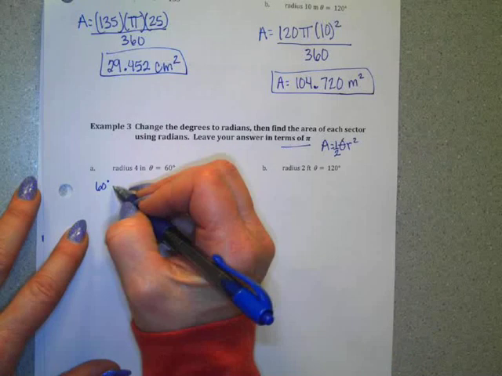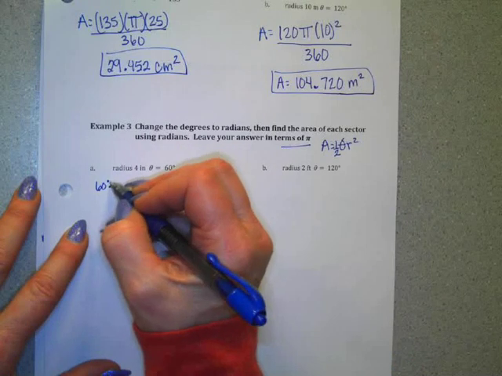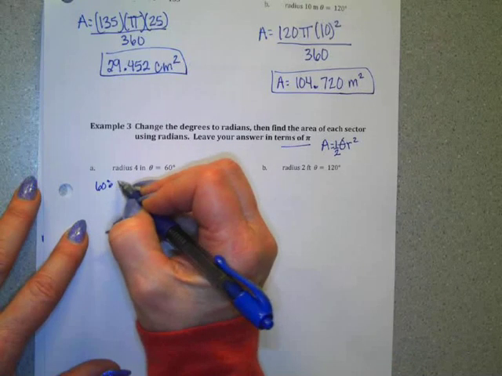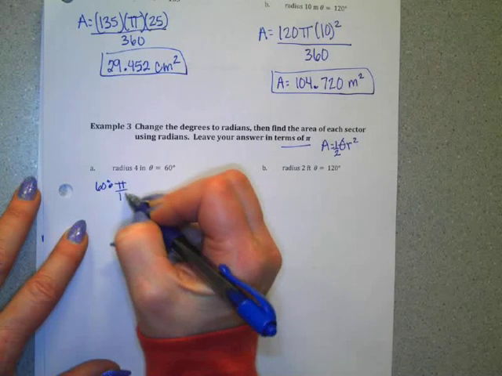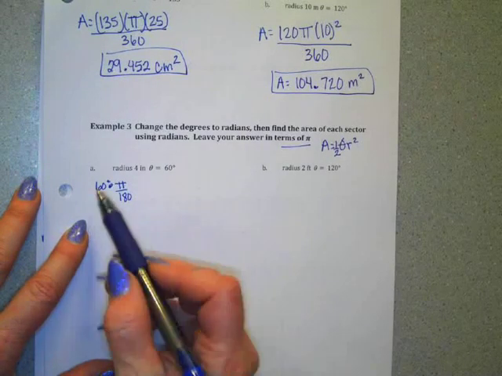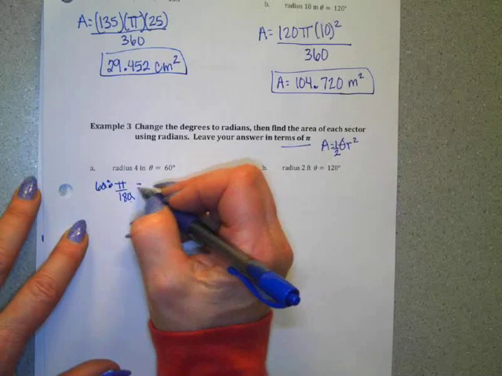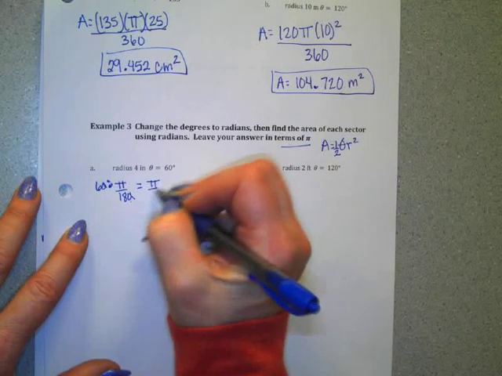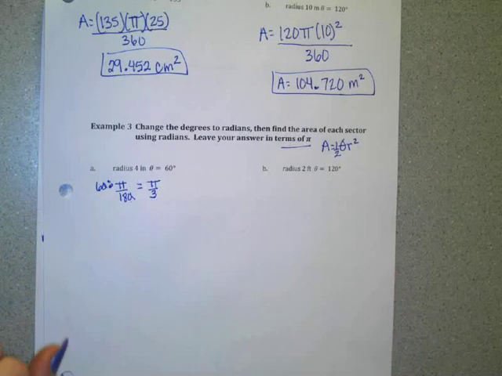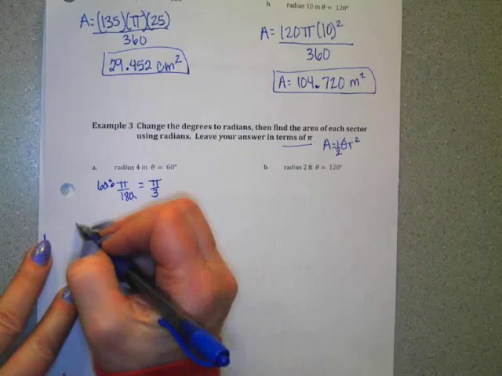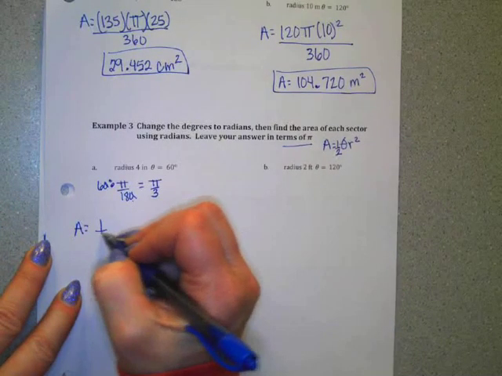If not, 60 degrees, we have to times it by its conversion factor, which I need the pi in the top and 180, which would give me 60 over 180, so the zeros will cross off, and 6/18 is pi thirds, or you could say 1/3 pi. So my area, now let's just plug it in, is equal to 1/2.